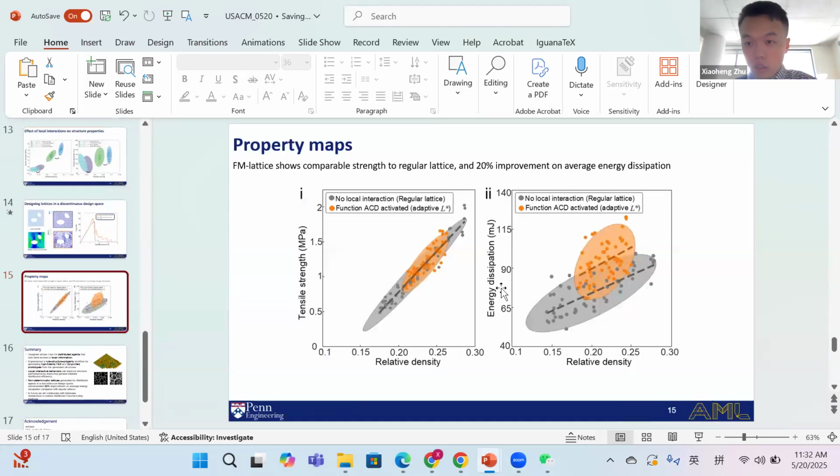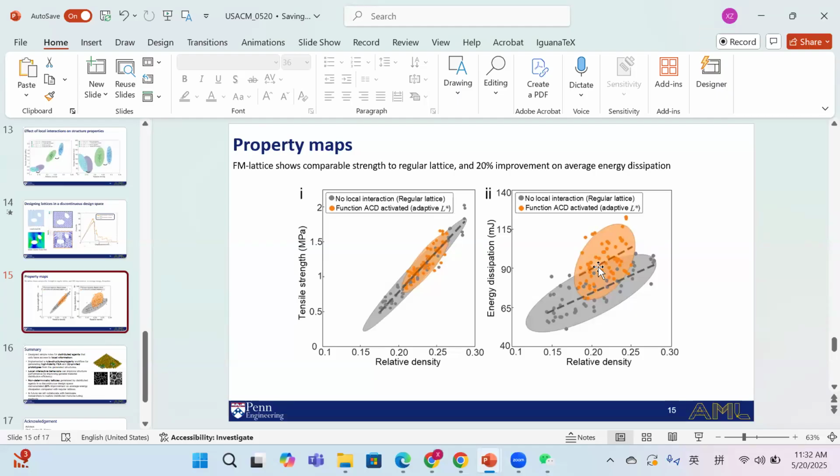So here is the property map. For our final ones, you can see that the x-axis here is the relative density. So we can compare our structures with the regular lattices with the same relative density. You can see that our mechanical properties still improve.